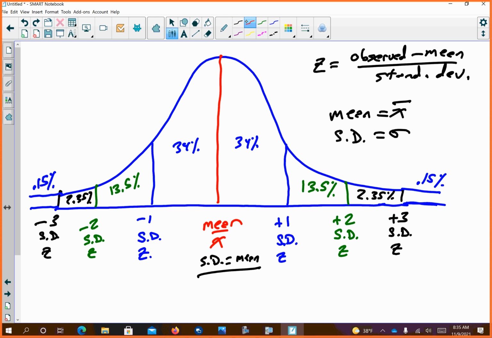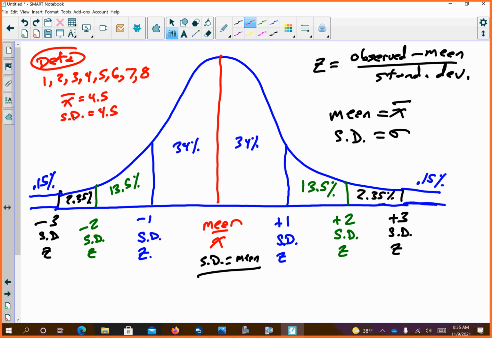Oh, and then realize if you have certain data that they say forms a normal curve, let's say we had that, okay? So this would have a mean of 4.5. It would have a standard deviation of also 4.5, or not standard deviation, excuse me. This shouldn't be standard deviation. What am I looking for? Median. Jeez.